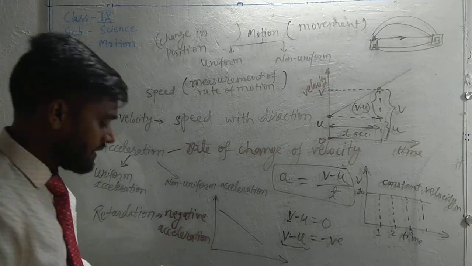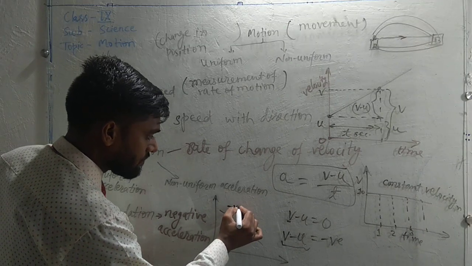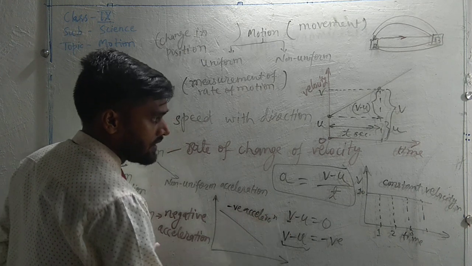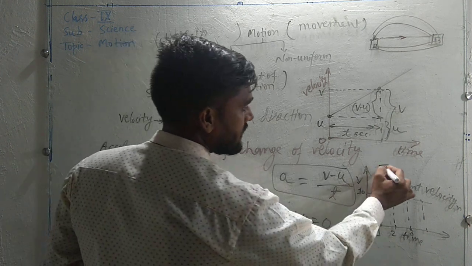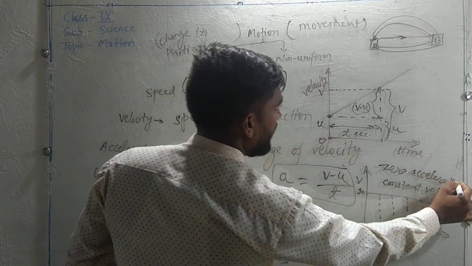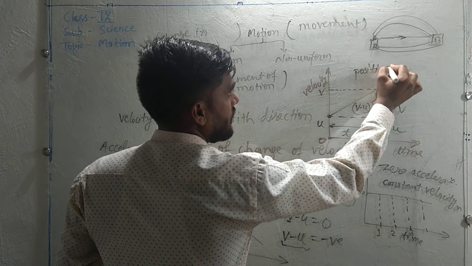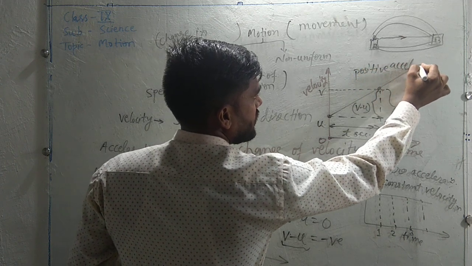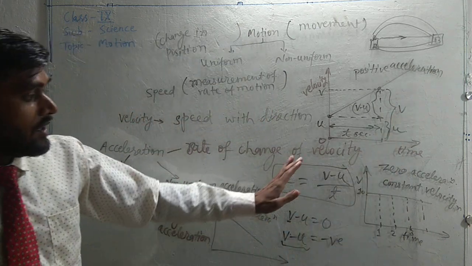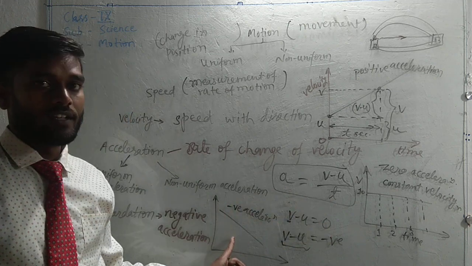So this graph indicates negative acceleration. This indicates zero acceleration, and this indicates positive acceleration. So what do we find here? We find that acceleration can be positive, zero, or negative.